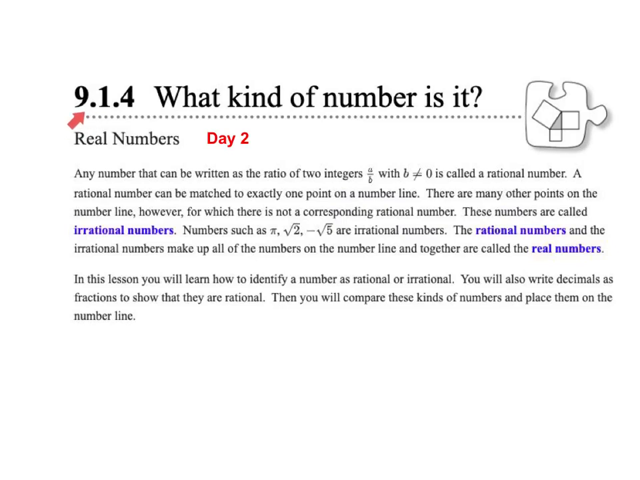We're going to take a look at 9.1.4, day 2. What kind of a number is it? So we're talking about rational and irrational numbers, which are all part of this real number system. All right, so let's take a look at what we did on day 1 first, and then we'll keep going.